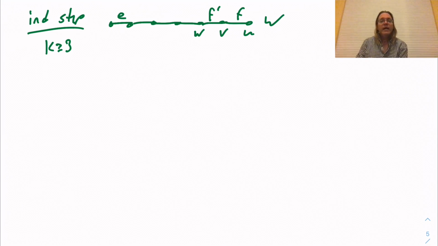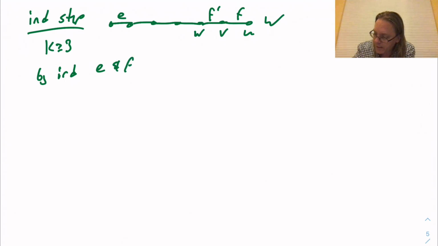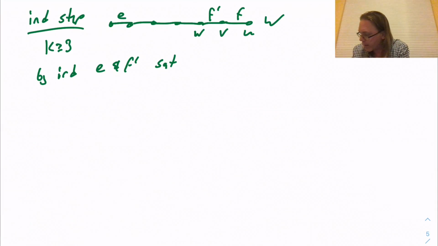So there we are. Now, as I said, there are two cases. We've now got E and F prime. When we go to apply our theorem inductively with the edges E and F prime, we're going to get one of two things. So by induction, E and F prime, they either satisfy property 1 or property 2.